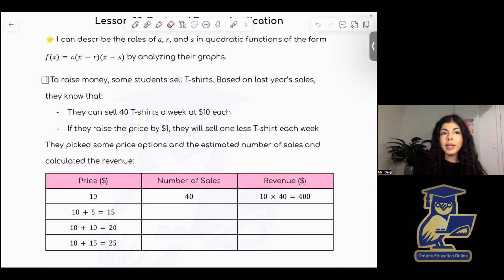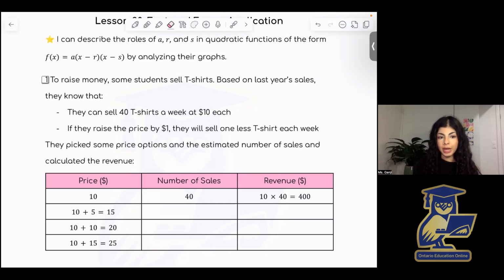money. And we know that from their previous year sales that they have some statistics. So they know that they can sell 40 t-shirts a week if they sell them at $10 each. And if they raise their price by $1, they will sell one less t-shirt each week. So if they sell it for $11 that week, they're going to sell 39 t-shirts.